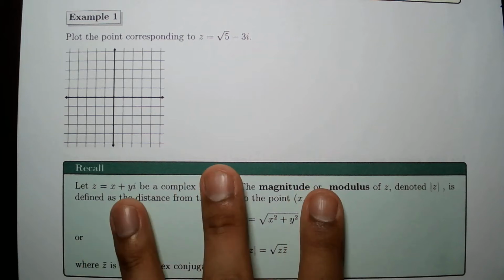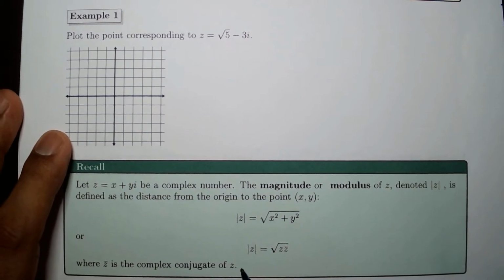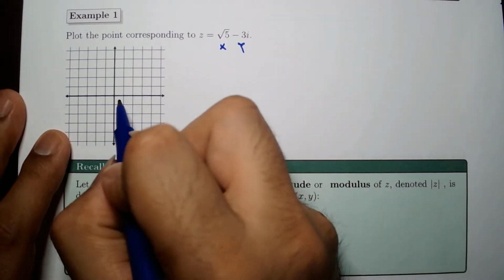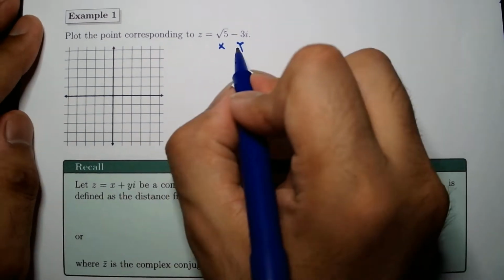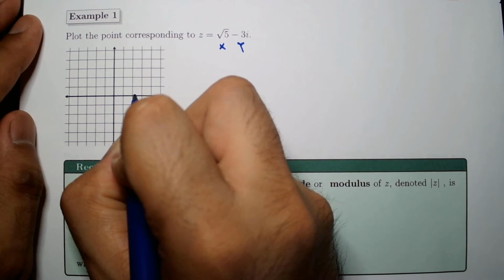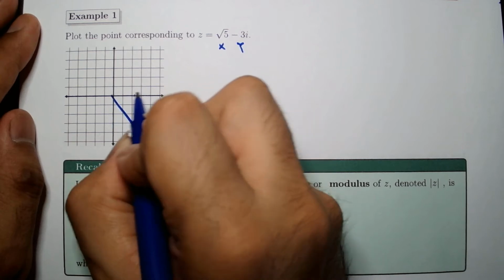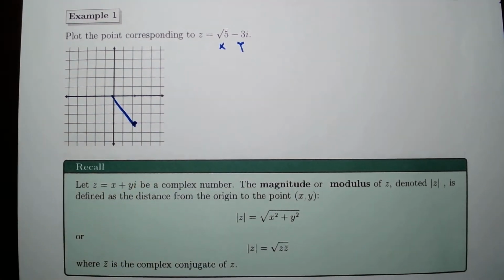Alright, so let's plot the corresponding point to z equals the square root of 5, negative 3. In this case, this is x, this is y. Well, y equals negative 3 and x equals the square root of 5. Using a graphing calculator, the square root of 5 is 2.23. So basically here and negative 3. And of course, from the x-axis it has an angle, and all that we are going to find.